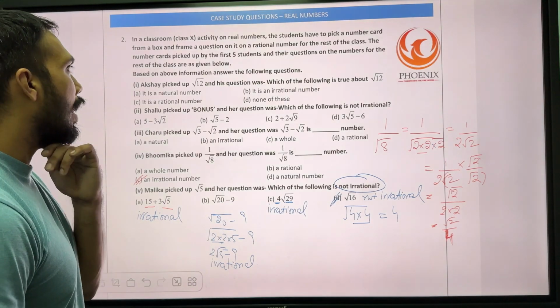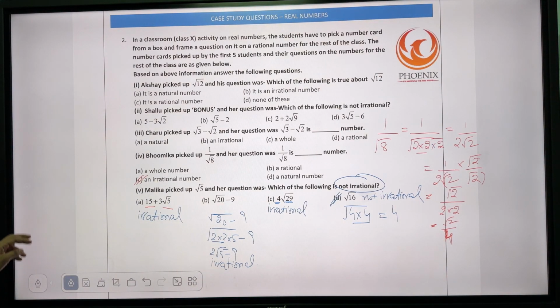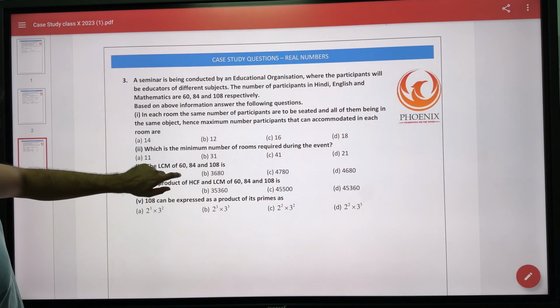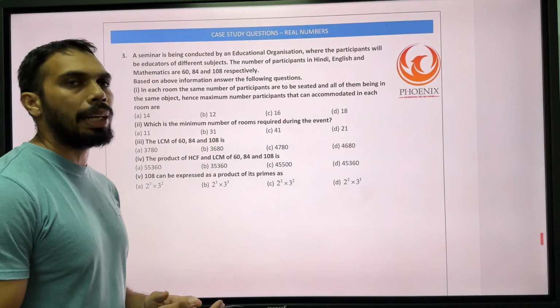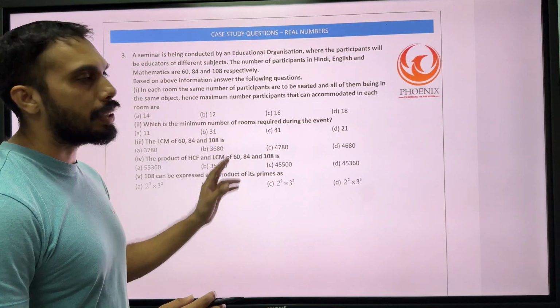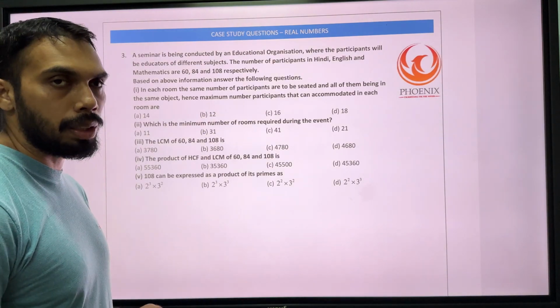So I hope this part is clear. This all case study is clear to you. Now let us take the next one. Our next case study involves. Okay, so let's take this one. It will take hardly 10 to 15 minutes for you to analyze and solve all of these 3 case studies that we are taking in this particular video.